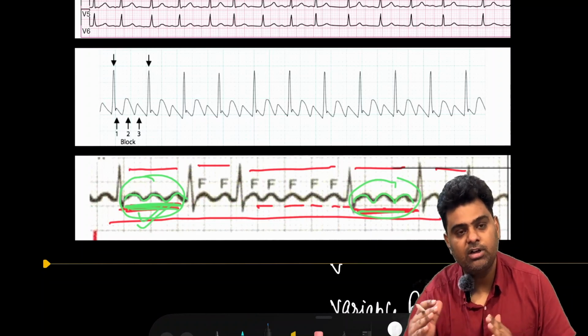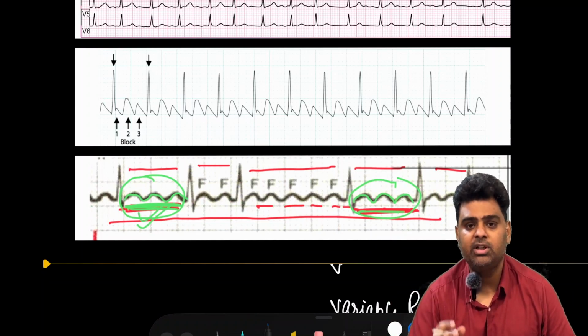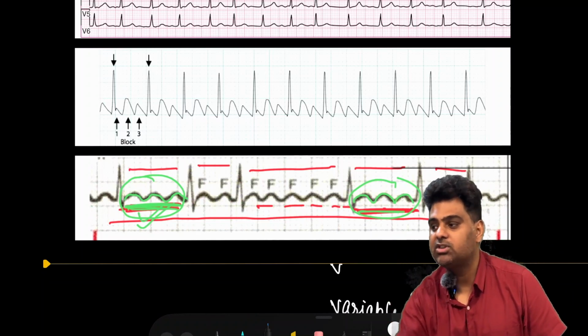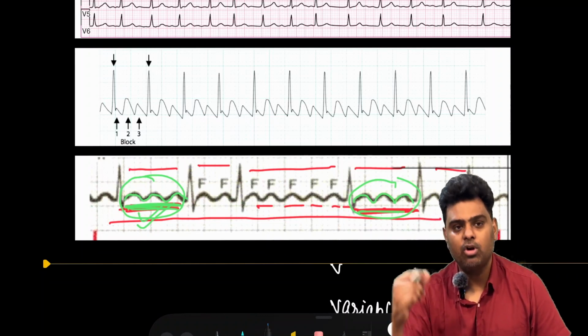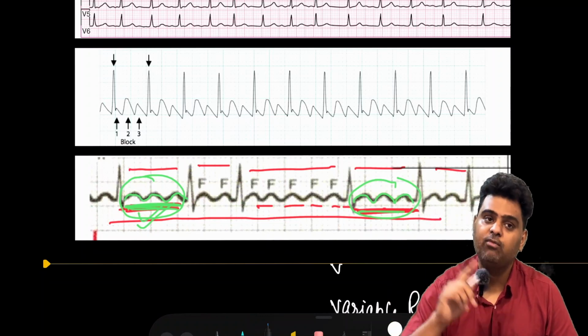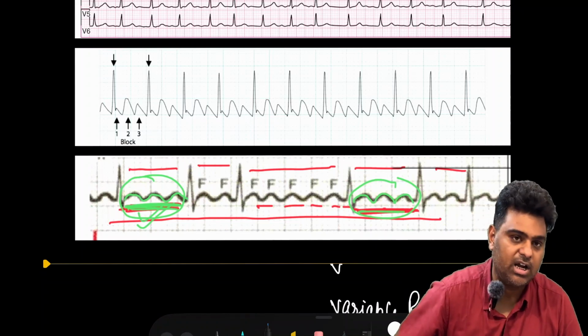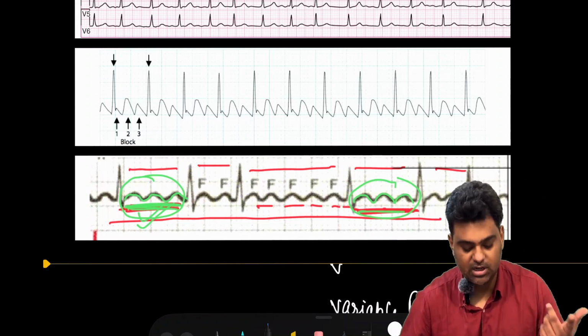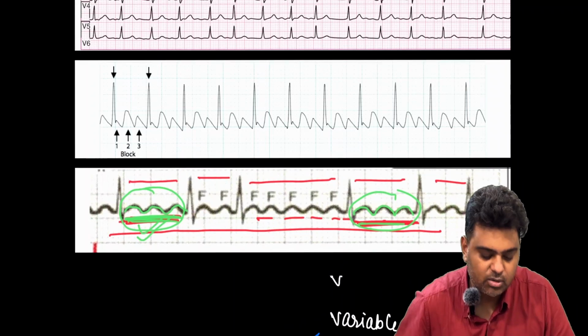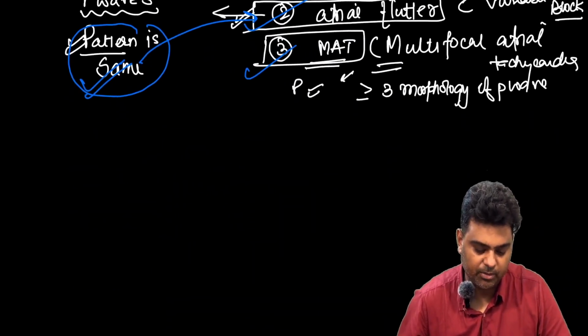Although the RR interval is different, that it is not constant, there are certain places where you will see the same RR interval, or more or less the same RR interval. So you have to compare at that point. If the pattern is different, it is atrial fibrillation. If the pattern is the same, it is atrial flutter. So now you have diagnosed the patient with atrial fibrillation.